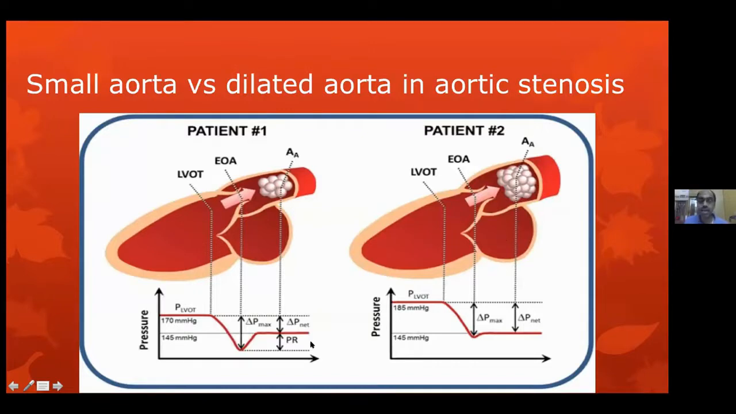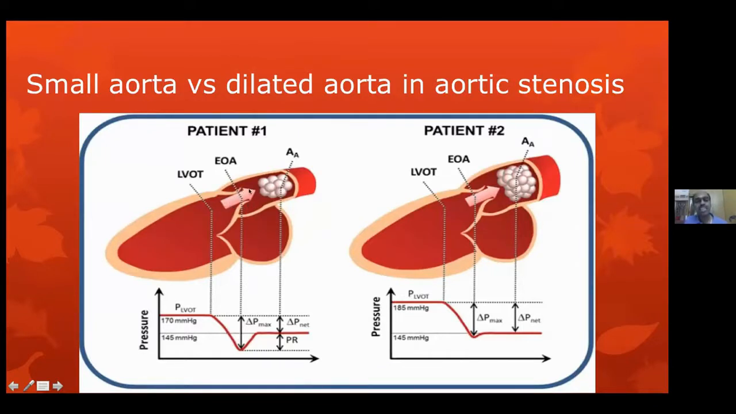So what happens? Here, the gradient, the pressure from LV from 170 came down to 100 and then recovered to 145 millimeters of mercury. Here, it dropped from 185 to 145 and just gained very minimally. So, the pressure is dependent on the area. What is the clinical significance of these two?